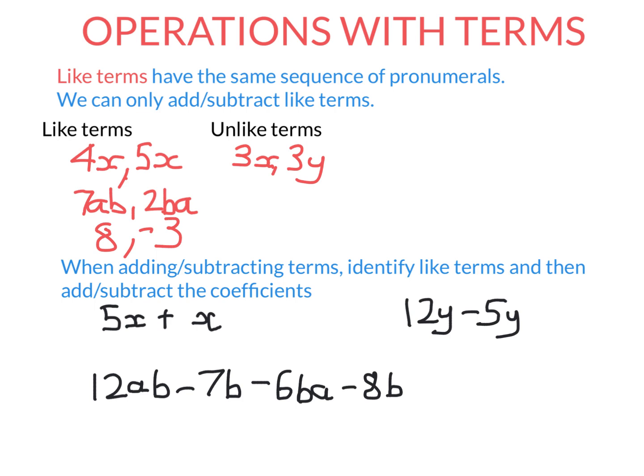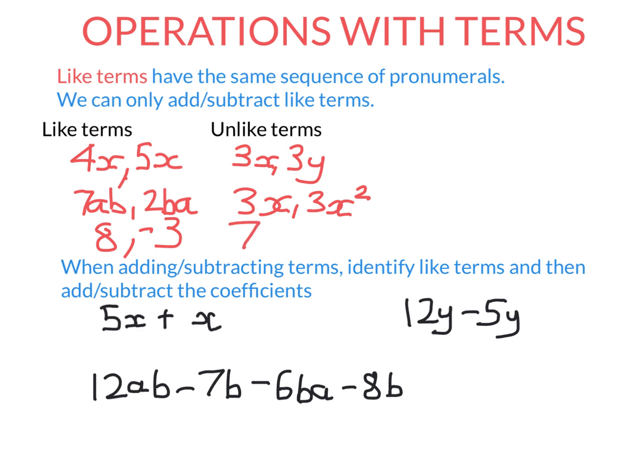Something like 3x and 3x squared, they're actually unlike terms. You might be thinking, well, hang on, they both have an x. But this one has an x, this has two x's. 3x squared is 3 times x times x. So because this has two x's, this only has one x, they are not like terms. They have to have the exact same sequence of pronumerals.